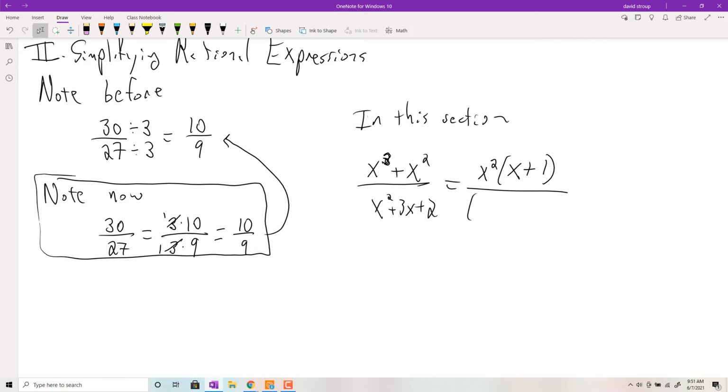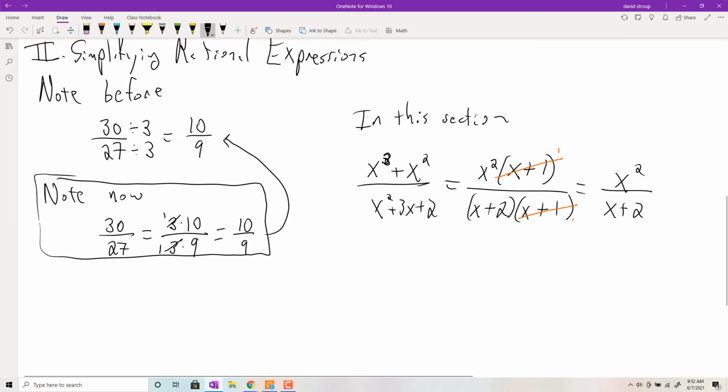So on the top here, I have the x squared and the x plus 1. And the bottom, I can factor that into 2 binomials, right? So it's x plus 2 and x plus 1. And then I see I have a common factor. In the top, there's an x plus 1, and in the bottom, there's an x plus 1. So you can remove those and replace them with 1s. And you'll end up with just x squared in the top, and x plus 2 in the bottom. Okay, so that's how it's going to go.